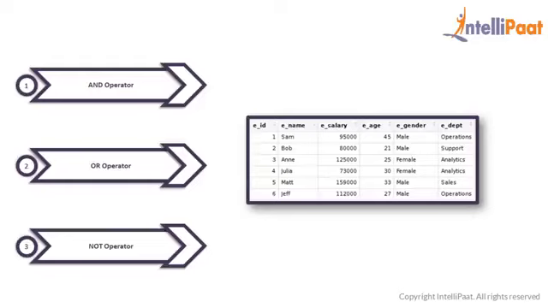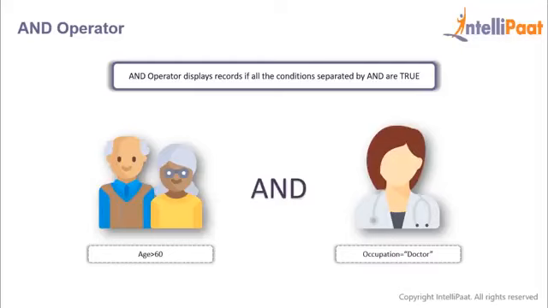Now let's see how to extract records on the basis of multiple conditions using the AND, OR and NOT operators. So we'll start with the AND operator first, then we'll filter records with the OR operator, and finally we'll work with the NOT operator. So with the AND operator, we can basically fetch those records which satisfy all of the conditions separated by AND. For example, we want to find out all the doctors whose age is greater than 60. So there are two conditions over here. First, the age needs to be greater than 60. Second, the occupation needs to be doctor. So we'll get only those records where both the conditions are being satisfied.